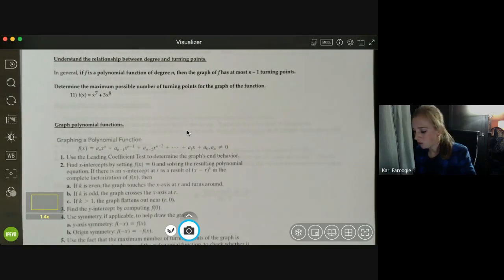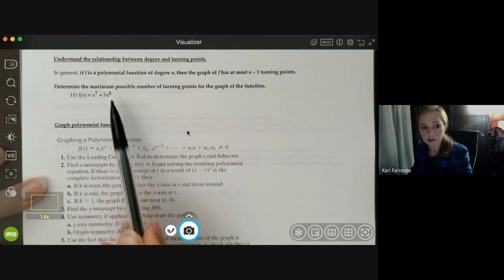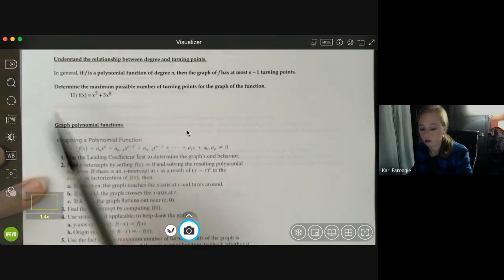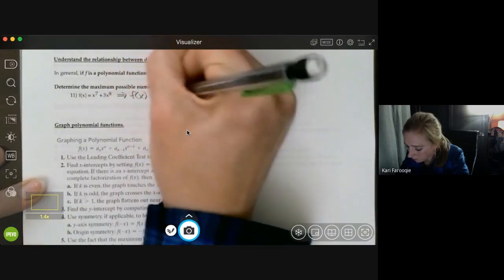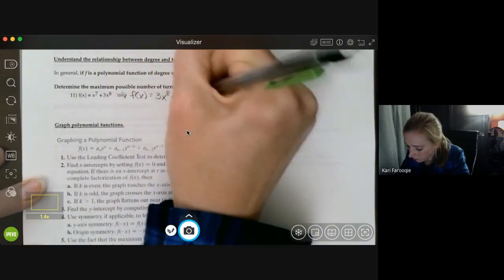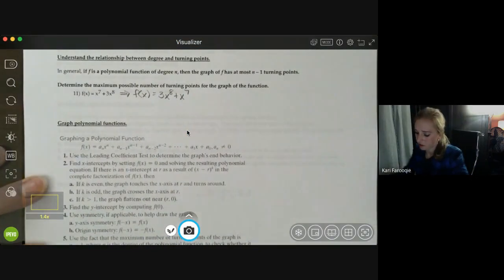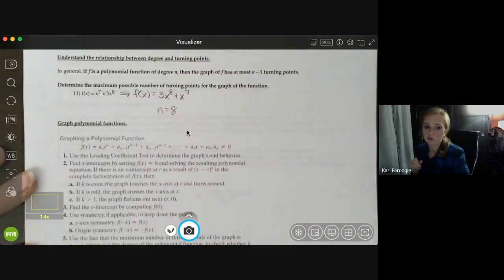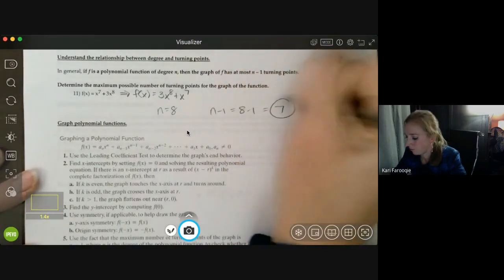Determine the maximum possible number of turning points for the graph in number 11. You should be noticing right off the bat that this doesn't look good because we have a higher exponent on the second term. If you can think through that without having to rewrite it, that's fine. I think it's very good to rewrite it. And then we can say that n equals 8. And the highest number of possible turning points you can have is n minus 1, which is 7.